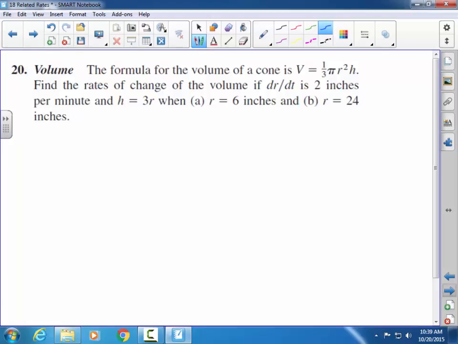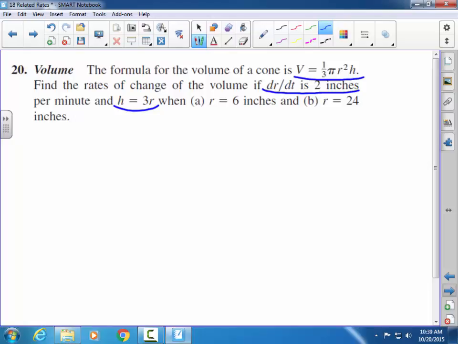such as this first one that we're looking at. The formula for the volume of a cone is 1/3 pi r squared h. Find the rate of change of the volume if dr/dt is 2 inches per minute and h equals 3r. All right, so important information here is this volume formula, dr/dt is 2 inches per minute, and h equals 3r.